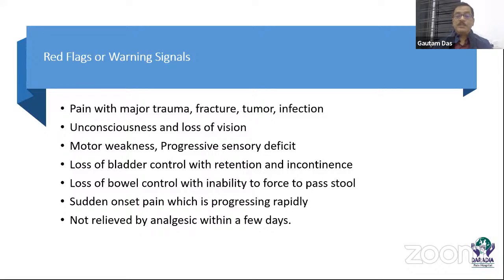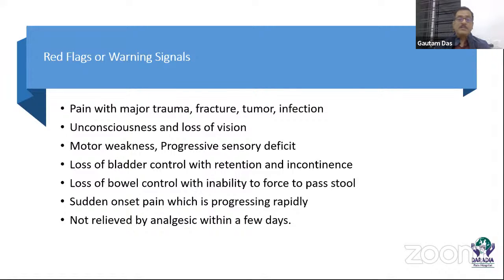Wherever the pain is, whether a headache or in the shoulder, with this kind of history, trauma, tumor, fracture or infection, we should always categorize that pain as a red flag. Also if the patient is unconscious or has loss of vision, motor weakness, or sensory deficits or numbness gradually progressing, loss of bladder and bowel control, particularly retention of urine, or a sudden onset of pain which is rapidly progressing and not responding to analgesics. These are the red flags almost common in all areas.